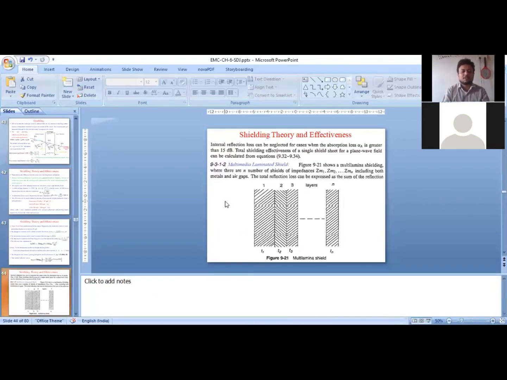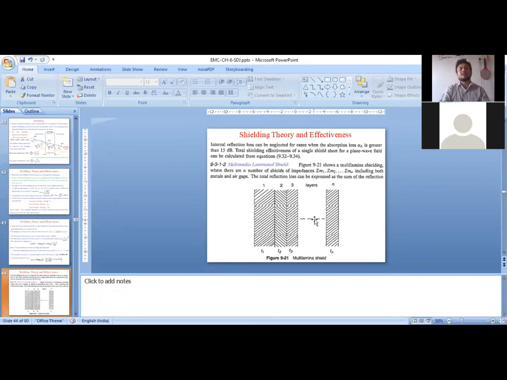So the same concept we can extend to N shields. To increase the shielding effectiveness, we can increase the number of shields. We can have N number of metallic barriers between source and receiver, so as to protect the receiver from electromagnetic interference. So different metallic objects, different conducting objects you can use over here, starting from 1 to N, having different impedances, different conductivity and different thicknesses.